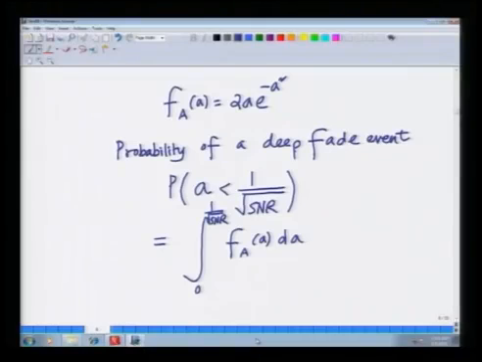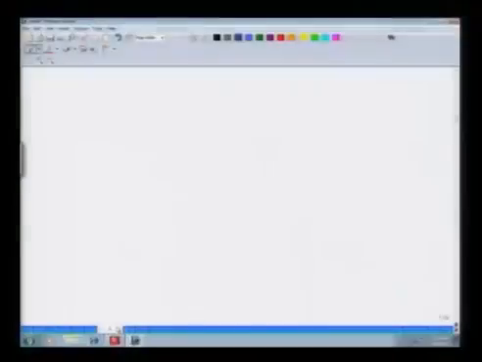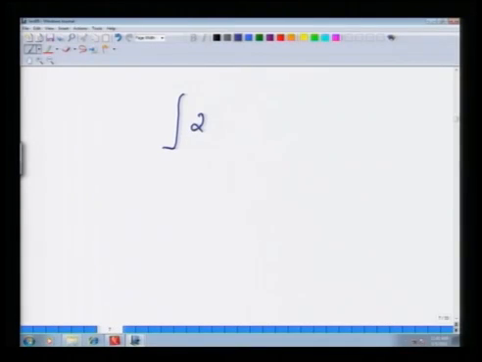So, I will simply integrate this probability density function between the limits 0 and 1 over square root of SNR to find out the probability that it lies in that range. Let me substitute this over here: that is simply the integral of 2a e power minus a square dA from 0 to 1 over square root of SNR. Now, if SNR is very high, it means A is almost close to 0. Look at this, this is 1 over square root of SNR.